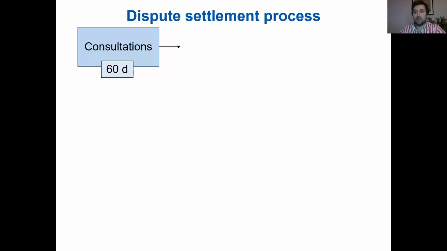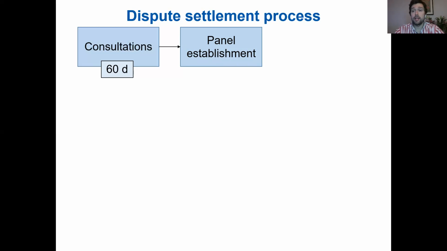Then the next step would be the most formal, the initiation of a dispute, which is the request for the establishment of the panel. A request for the establishment of the panel is sent to the dispute settlement body. There is the clarification added that consultations remained fruitless, and therefore, please, we request the panel to be established for our concerns to be heard.